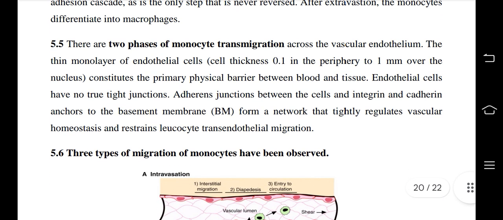Two phases of monocyte transmigration across the vascular endothelium. The thin monolayer of endothelial cells constitutes the primary physical barrier between blood and tissue. Endothelial cells have no true tight junctions. Adherens junctions between the cells and integrin and cadherin anchors to the basement membrane form a network that tightly regulates vascular homeostasis and restrains leukocyte transendothelial migration.